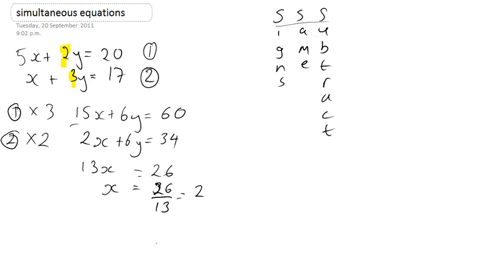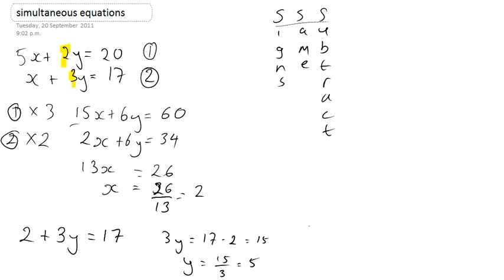Once I know what x is, I can substitute it into one of my equations to work out what y is. It doesn't actually matter which equation you use, so I'm going to use the second one because that's the easiest one to do in this case. So I've got 2 plus 3y equals 17. So 3y equals 17 minus 2, which is 15. So I've taken the 2 over and it's swapped sign. 15 divided by 3 is 5. So I found out that x equals 2 and y equals 5.